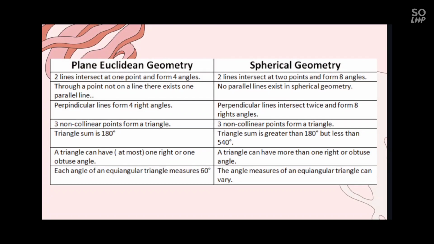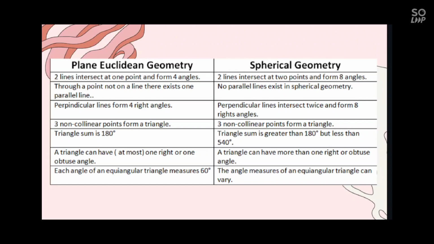Next, two lines intersect at one point and form four angles in plane Euclidean geometry. And in spherical geometry, two lines intersect at 2 points and form 8 angles. Through a point not on a line, there exists one parallel line in plane Euclidean geometry. On the other hand, no parallel line exists in spherical geometry. Perpendicular lines form four right angles in a plane, while in spherical geometry, perpendicular lines intersect twice and form 8 right angles.